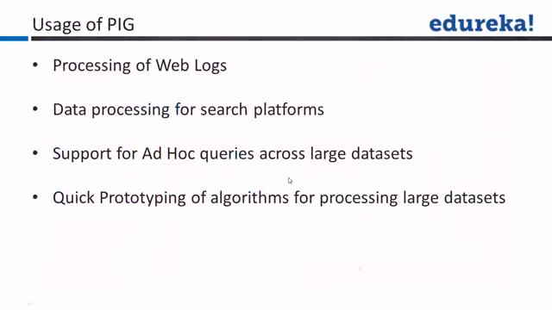Very important thing: quick prototyping of algorithms for processing large data sets. This is a very important point, and this is where Pig will largely be used. Ultimately you may convert a Pig script into MapReduce manually and optimize it, but usually where you'll use Pig is when you think this is an algorithm which will be best for processing this particular data set, and you want to prototype that. That is where I'll use Pig most of the time.